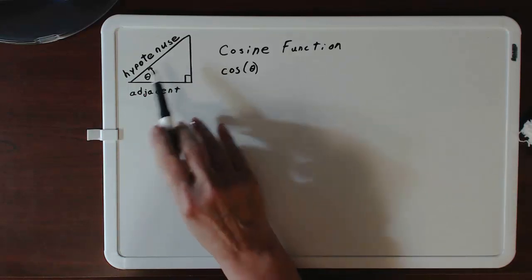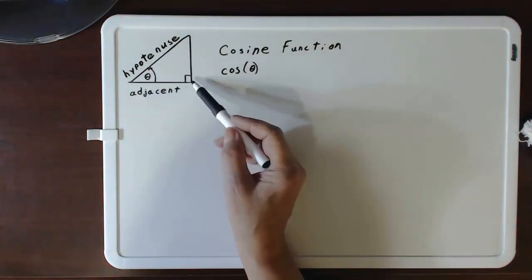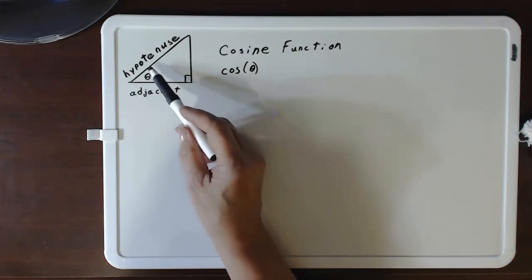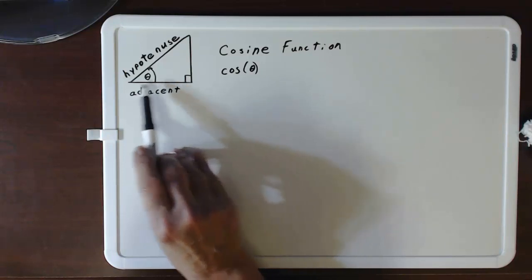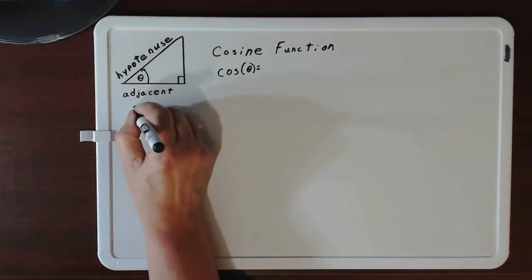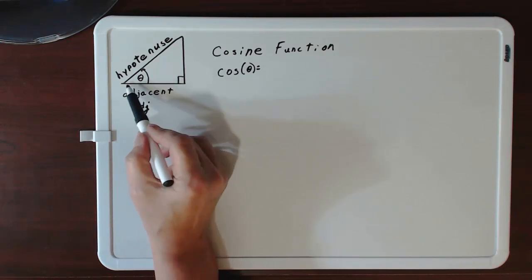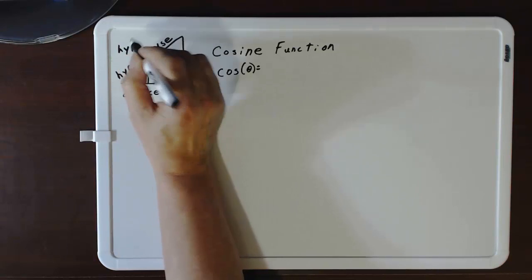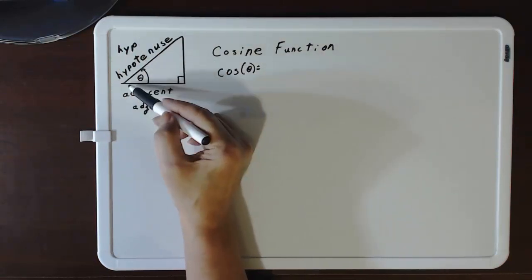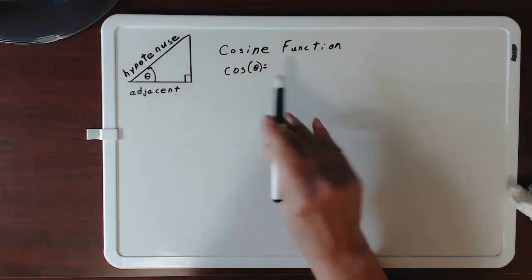Here we have a right triangle with a hypotenuse here, which is opposite the 90 degrees, and an angle theta. We have an adjacent side. Let's let ADJ represent the length of the adjacent side, and HYP represent the length of the hypotenuse. The cosine is a function of theta.